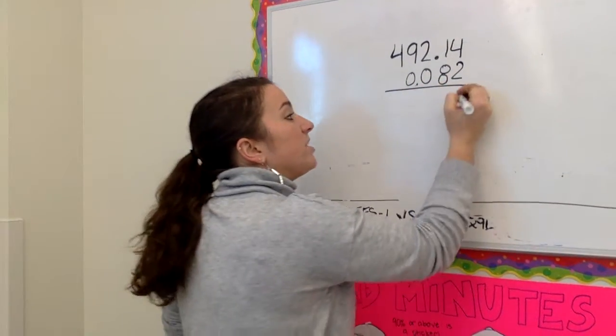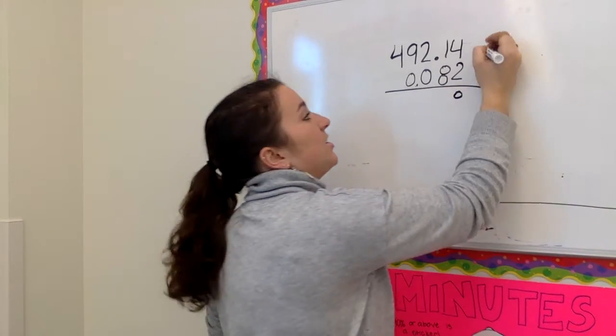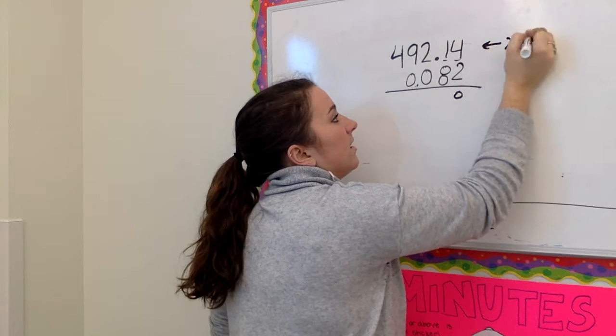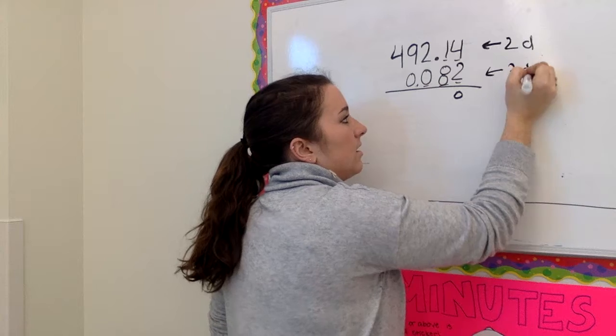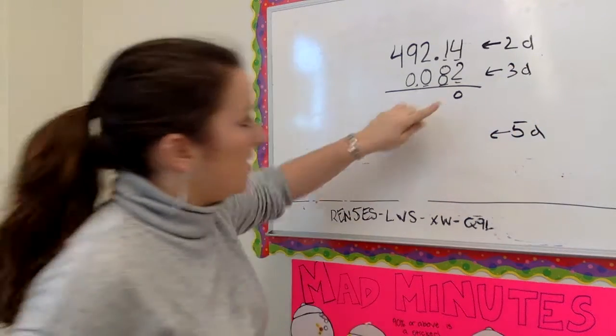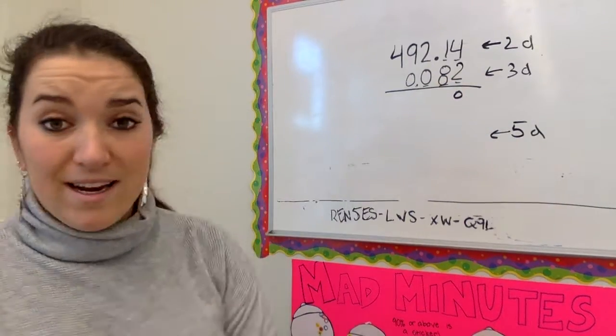2 times 4, which is 8. Oh, I'm sorry, before I even start multiplying, I'll say how many digits I have in each number. So here I have 1, 2 digits. Here I have 1, 2, 3 digits. So in my answer, I'll have 5 digits. All right, so now I'll multiply normally, starting with my number furthest to the right in the second number.